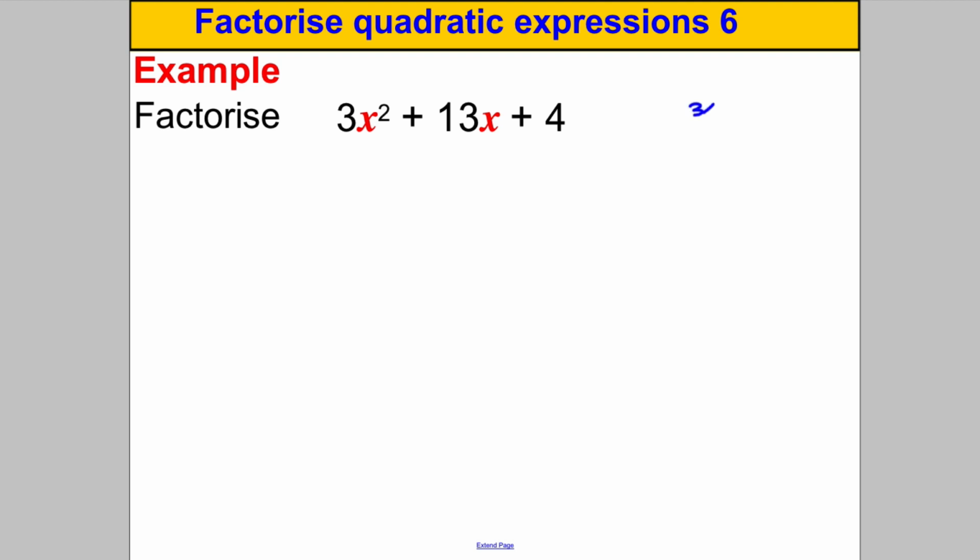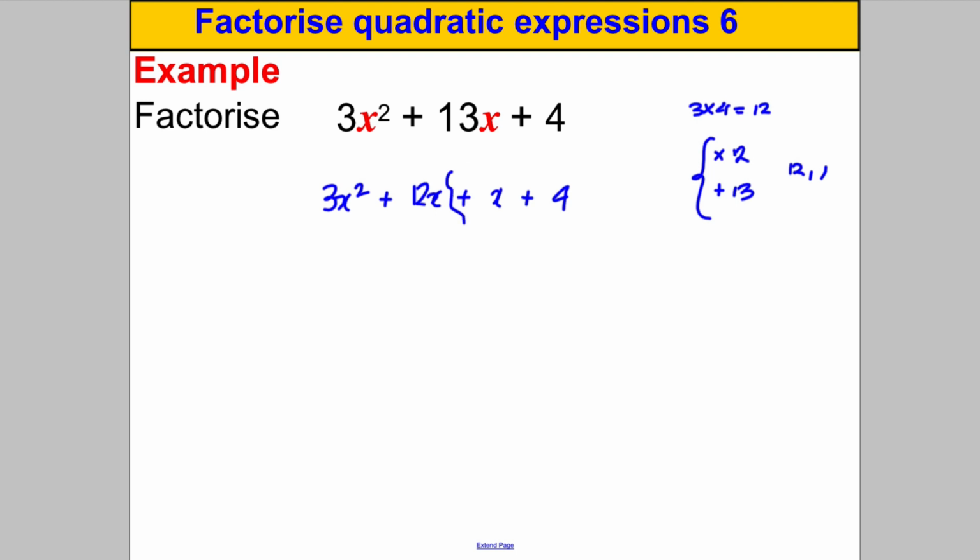Step 1. 3 multiplied by 4 is 12. I'm going to ask myself the following question. Can I think of two numbers that multiply to 12 and add to 13? I certainly can, 12 and 1. So I'm going to break up this 13x into 12x and 1x. I'm going to say that's 3x squared, add 12x, add a single x, add 4.